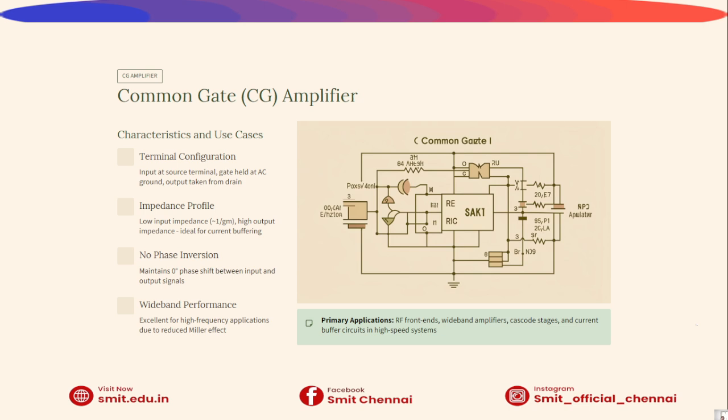Next we see about the common gate amplifier. The common gate amplifier takes input at the source with the gate held at AC ground. Output is at the drain. It has low input impedance and high output impedance, making it excellent for current buffering. Unlike the CS amplifier, there is no phase inversion, and because it reduces the Miller effect, it performs well at high frequencies and is ideal for RF front ends and wideband systems.